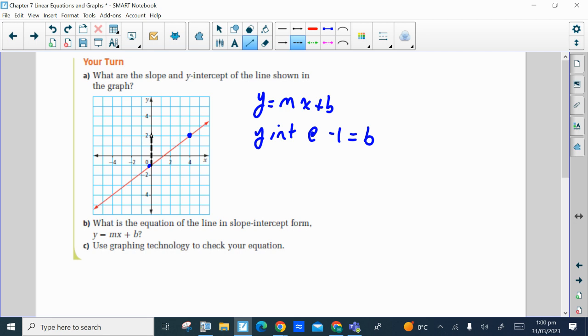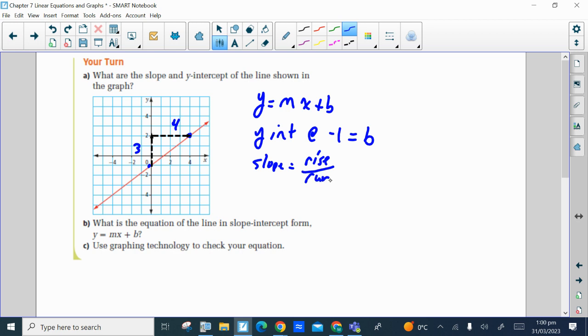So to get from that bottom point to the top point, you're going to rise up and you're going to run to the right. You're going to rise up 1, 2, 3, and you're going to run to the right 4. Slope is rise over run. You're rising up 3 and to the right 4. Those are both positive directions. So our slope is 3/4.